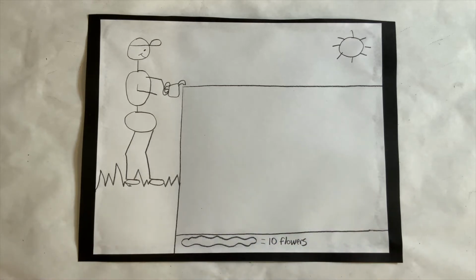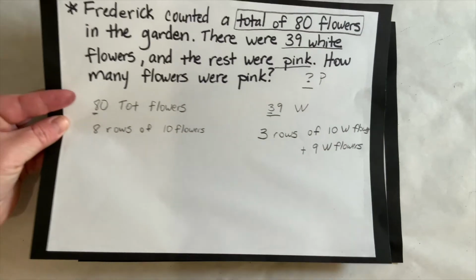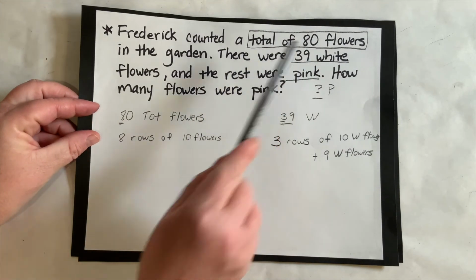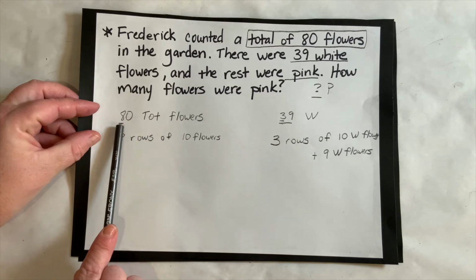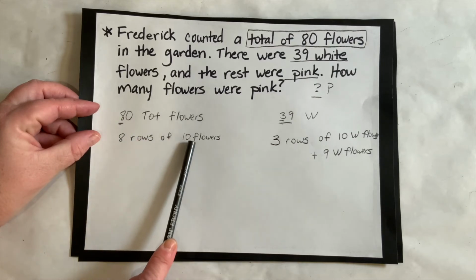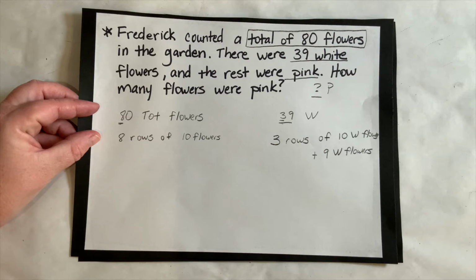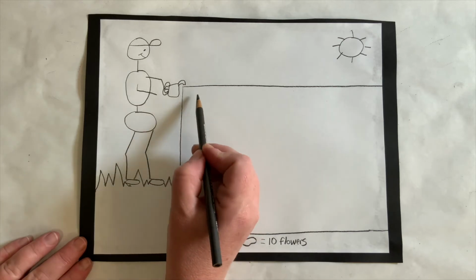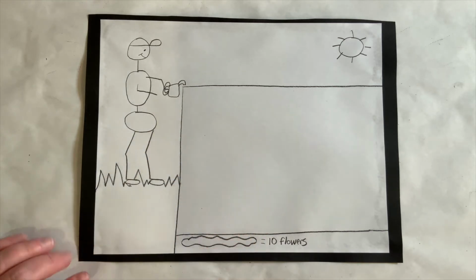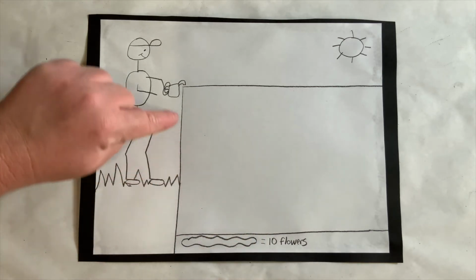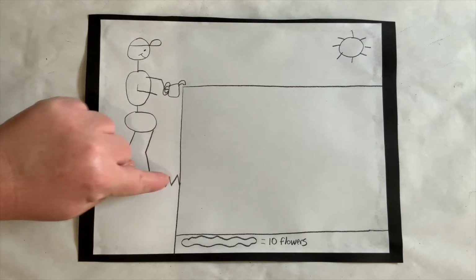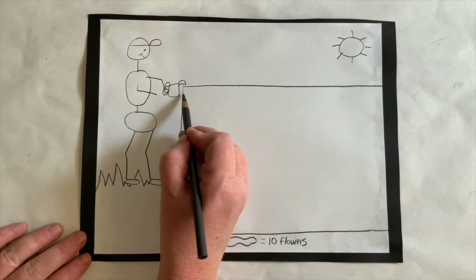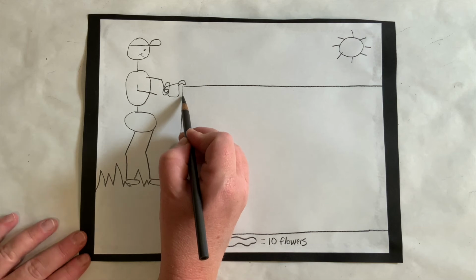Because remember, in the word problem, there was a total of 80 flowers. So we're going to make 8 rows of 10 flowers. Are y'all ready to do that together? So make sure you write this. Let's make some little lines starting on this side of the garden so we can kind of guess where 8 rows will go. Ready? You can watch me do it first.